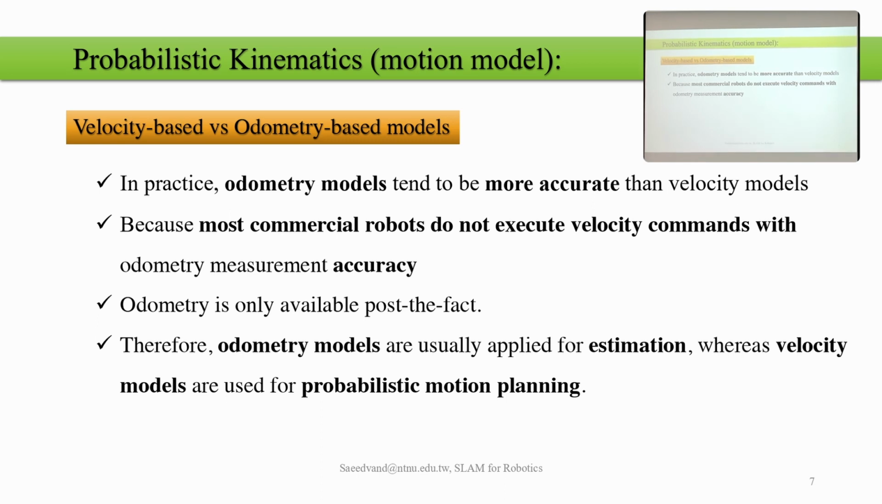Most conventional robots do not execute velocity commands. Also, this is another reason. And odometry is only available after the fact. It means that you should run the whole procedure, then you can calculate it. This is also critical. But with velocity, you can say, okay, if my velocity and speed are this, you can estimate it before running. That's also a tricky and useful point that makes it interesting to consider as at least one element of the prediction step.